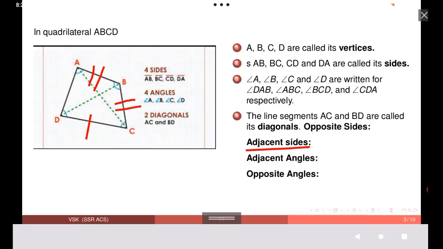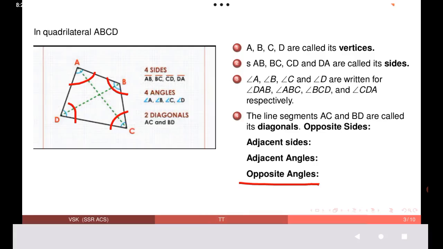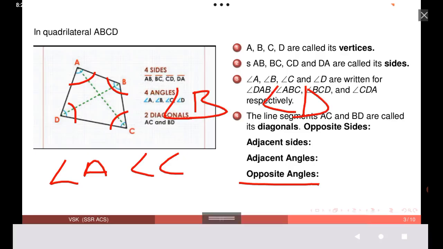And what is meant by opposite angles? Opposite angles are angle B and angle D, and angle C and angle A. So angle A and angle C are a pair of opposite angles, and angle B and angle D are a pair of opposite angles.